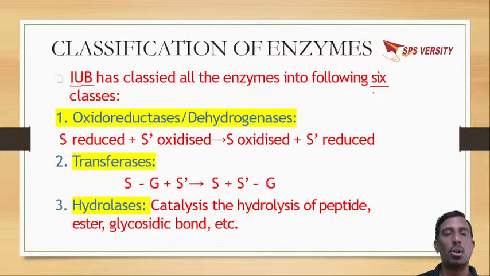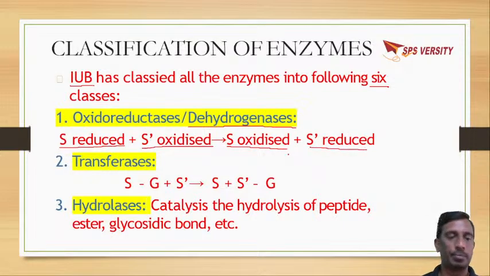like oxidoreductases, or they are also called dehydrogenases. So what will happen here? The substrate is either reduced or oxidized. Here you can see S means substrate, which is reduced, and after the reaction it is oxidized. An oxidized substrate, after the reaction, is reduced. Transferases.